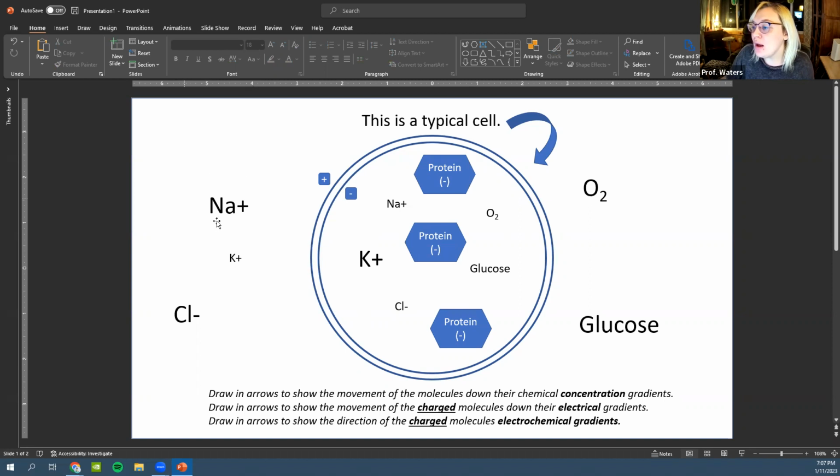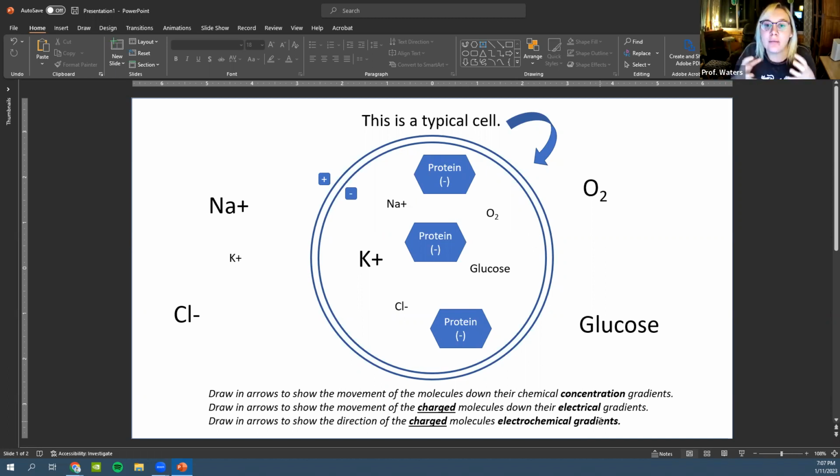So sodium will want to go into the cell because it is a more negative area, while potassium will also want to go inside of the cell because it's drawn to that negative. Chloride will not want to go into the cell. It's already negative, so it will want to move outside, right? So I want you to draw in these arrows and finally draw the direction of the molecule's electrochemical gradient. It's the combination of the concentration gradient and the electrical gradient to see which way molecules want to move.